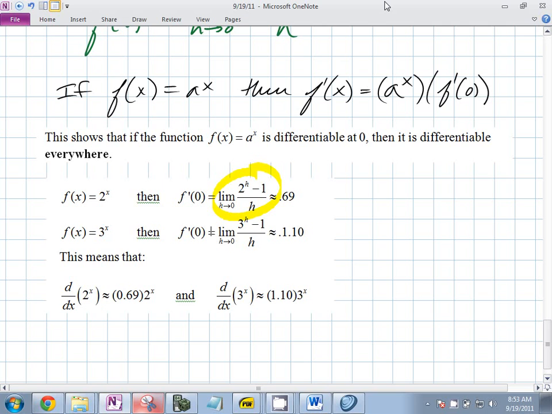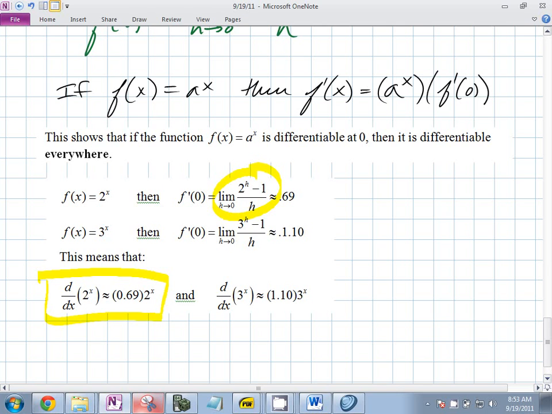Should it approach 0.69 from both sides? Yeah. If you do it for 3, you get 1.10. So what we get here is that the derivative of 2 to the x is around 0.69 times 2 to the x. The derivative of 3 to the x is around 1.10 times 3 to the x. Now this allows us to actually find it, but is this an exact answer?